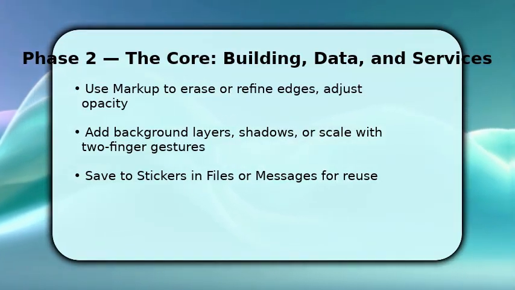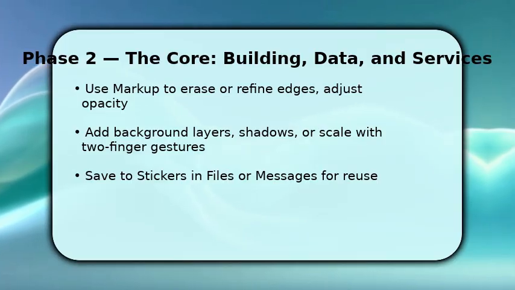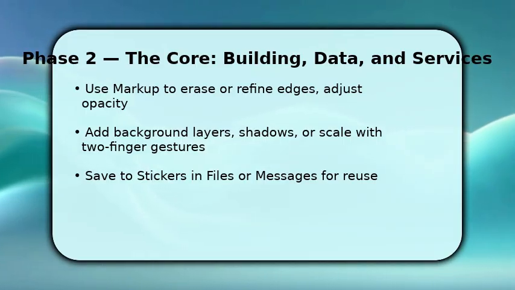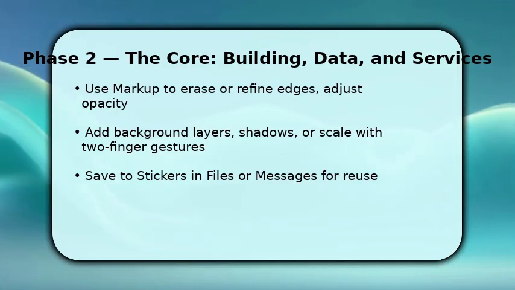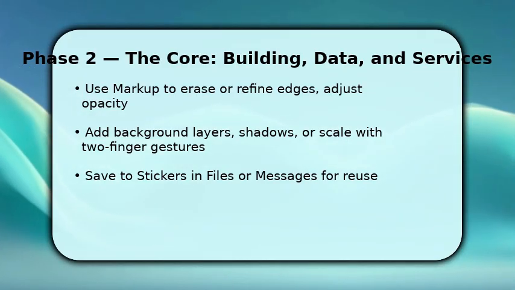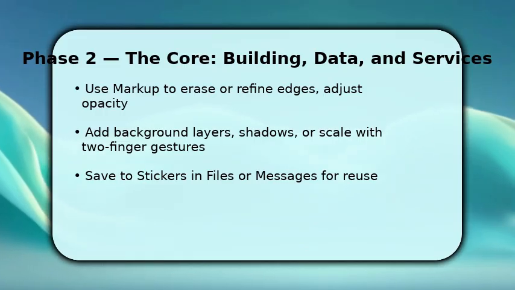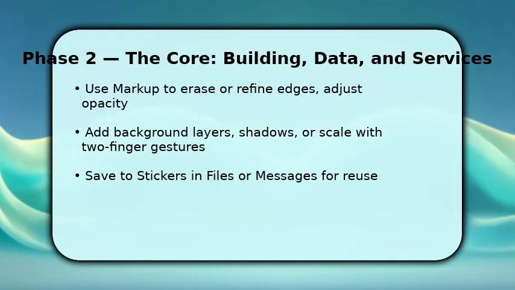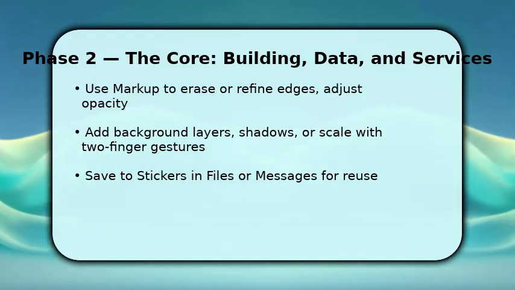Use Markup's eraser and brush to clean jagged edges and adjust opacity if you need a softer look. This matters when layering. Then use 2 fingers to scale, rotate, or add a drop shadow effect by duplicating and offsetting a darker copy. Once satisfied, save the image to Files or add it to a custom sticker pack so you can reuse it quickly across conversations and projects.